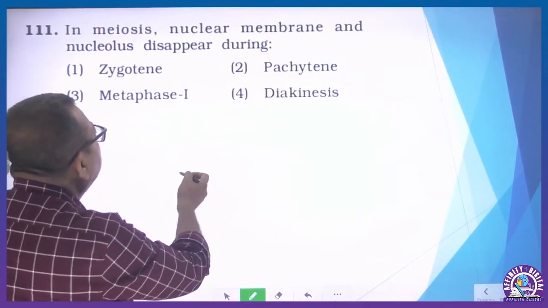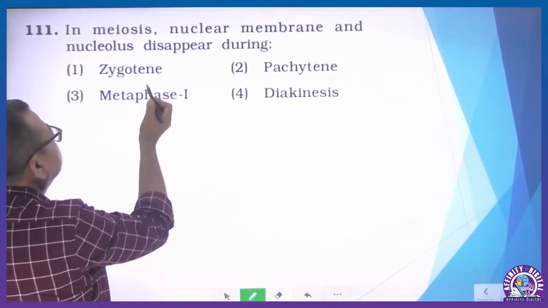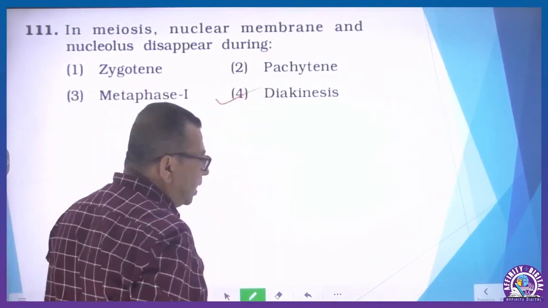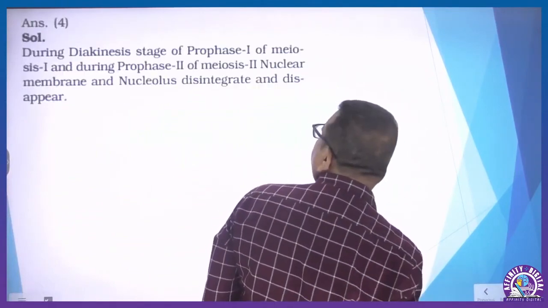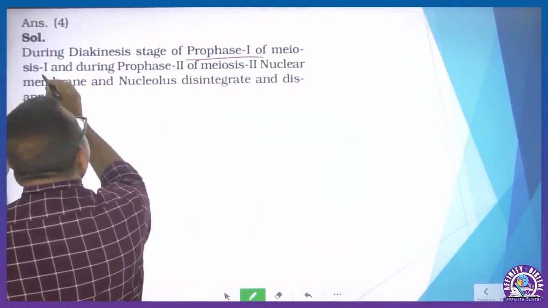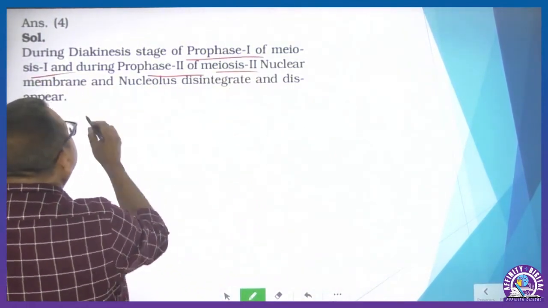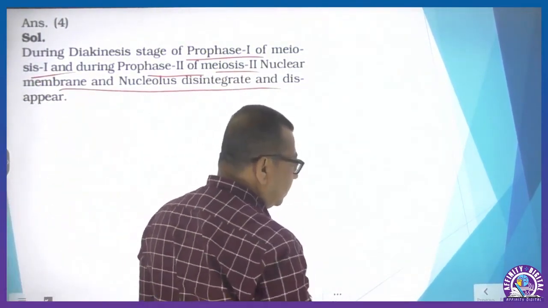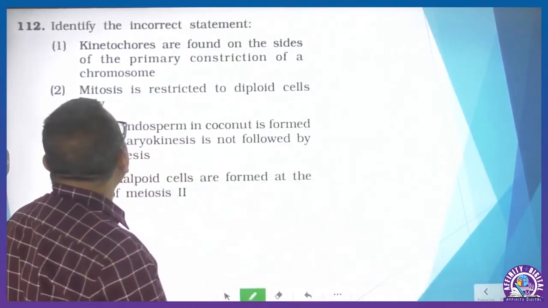So, इसमें तो क्या है? इसमें से कौन सा आंसर होगा? ऑप्शन नंबर 4 होगा. ठीक है, ऑप्शन नंबर 4. ठीक है, मैं यहाँ पे सब कुछ लिख दिया. प्रोफेज 1 ऑफ meiosis 1, प्रोफेज 2 ऑफ meiosis 2, न्यूक्लियर एनवेलप न्यूक्लियोलस डिसइंटीग्रेट. नेक्स्ट क्वेश्चन, क्वेश्चन नंबर 112.